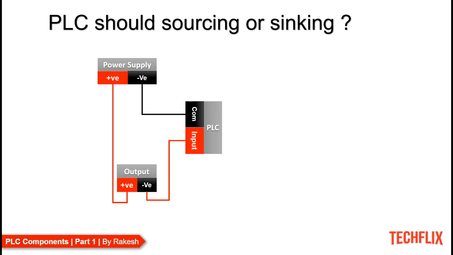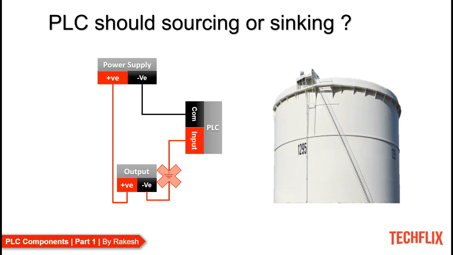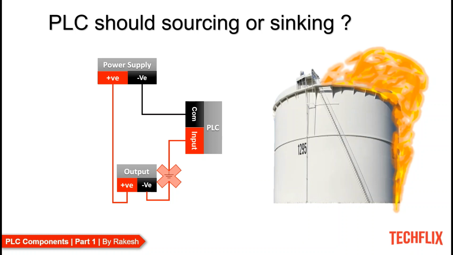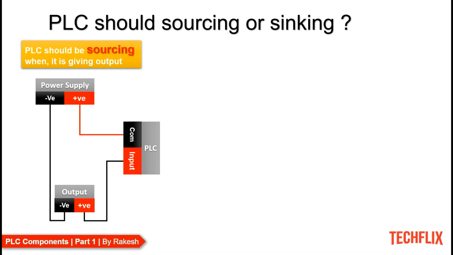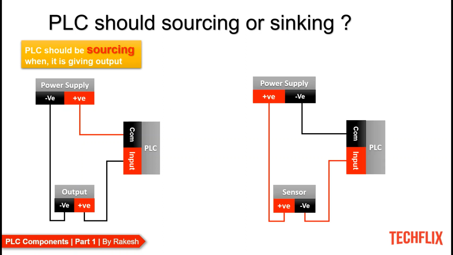But, if the PLC is sinking while the output is sourcing, the output will always have a supply even if the cable breaks. This is a dangerous condition. Suppose the output is the outlet valve of an acid tank, that prevents the overflow of the tank. When the valve is always powered, the tank may overflow and cause catastrophic damage. So, we understand now that, whenever the PLC is giving output, the PLC should be connected close to source, that is, sourcing. And, whenever the PLC is taking input, the PLC should be connected close to ground, that is, sinking.